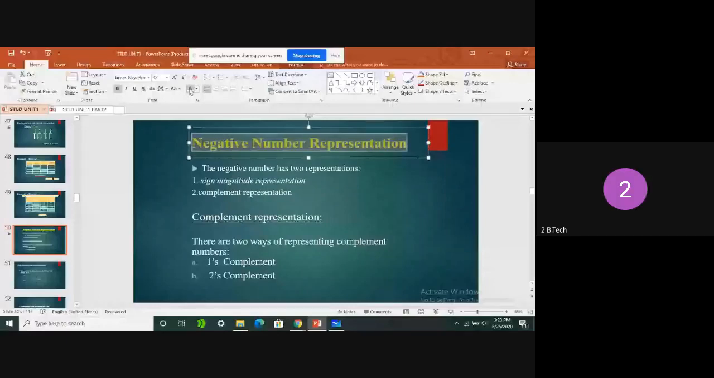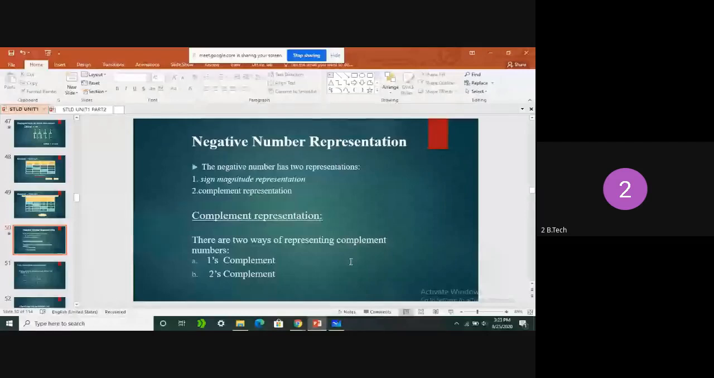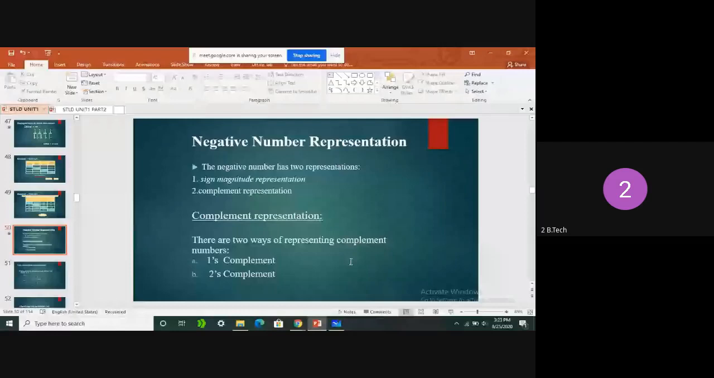See here, negative number representation. Can anyone tell how to represent negative numbers? Simply by placing a minus at the front of the number. But a computer or processor does not understand a minus placed before a quantity. As humans, from our childhood onwards, we learn that if any quantity has a minus, that value is negative. But the computer does not understand it that way.